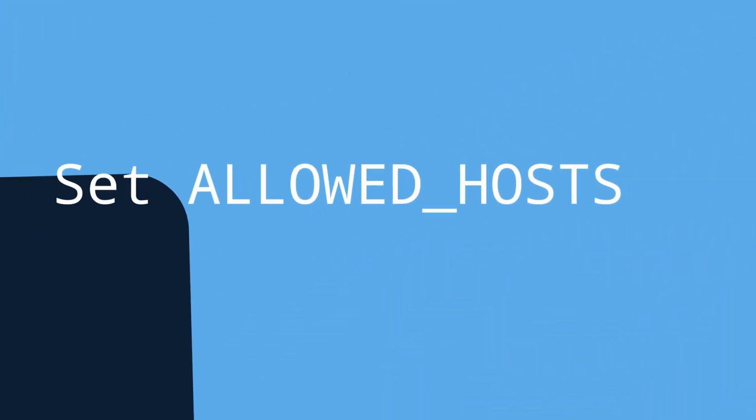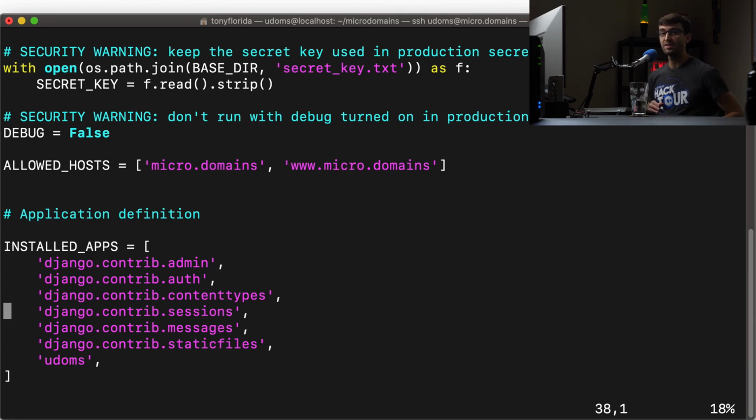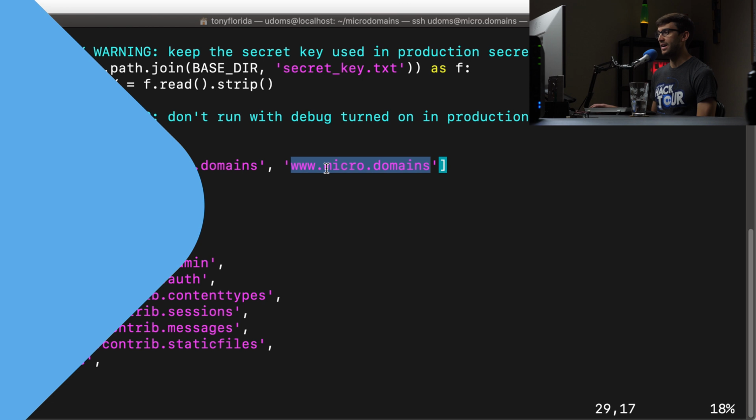Moving right along, we want to make sure that we have our domain name specified in the allowed host settings. Again, we're going to be working in the settings.py file. So down here, find the variable ALLOWED_HOSTS, and you might already have this specified. In here, this is just a list of domain names, host names that are allowed to serve or connect to this server, your Django server. Like I said, we're working with micro.domains. That's the domain name, so I specified that here and the www version of that as well.